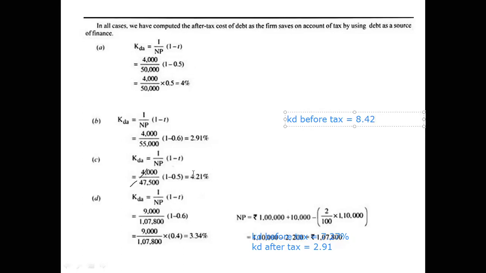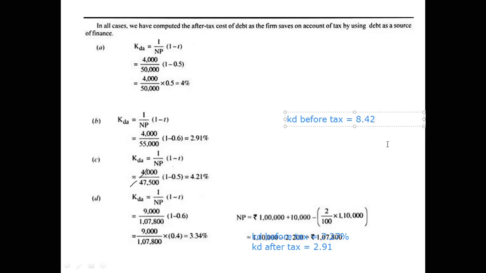So if you double this value, 4.21, you will get the cost of debt before tax. It is because 50% is tax. If you add that 50%, you will get the cost of debt before tax, 8.42. Did you all get the answer?